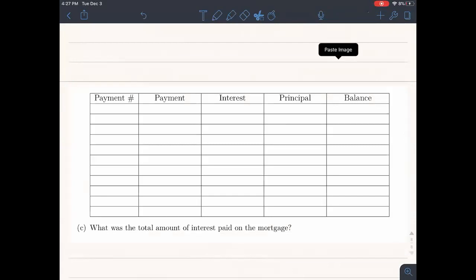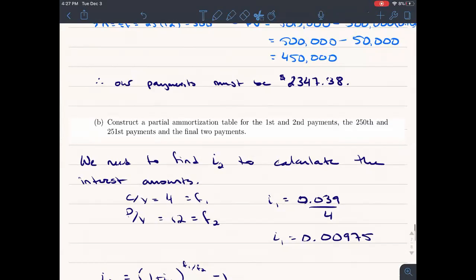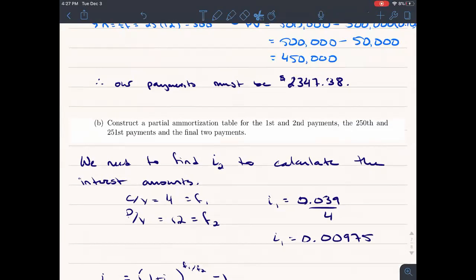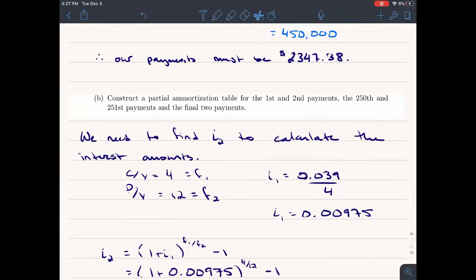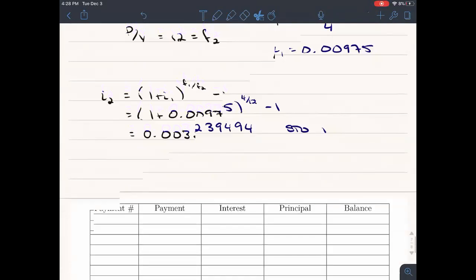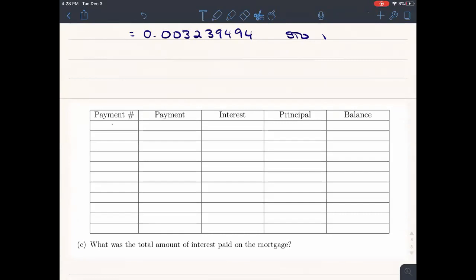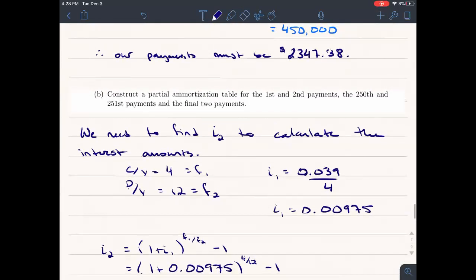All right, we wanted the first and the second payments, the 250th and the 251st payment, and the final two payments. So here are some rules. Payment number, the first one is always 0, and I want to see the 1, 2 payment. There's going to be just enough room for one row of dots, dot, dot, dot, until you get to your next row.